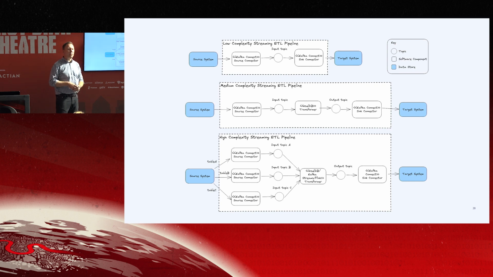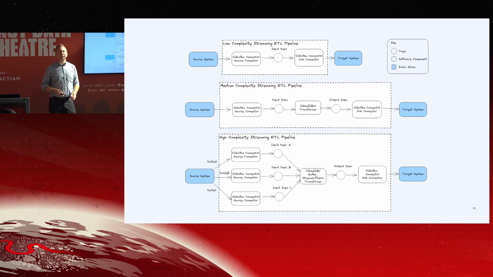usually a good use case for this is where you have highly normalized data and you want to denormalize it in order to load it into a document database, as an example. You write the output into an output topic, then you have a sink connector that writes it into a target system.